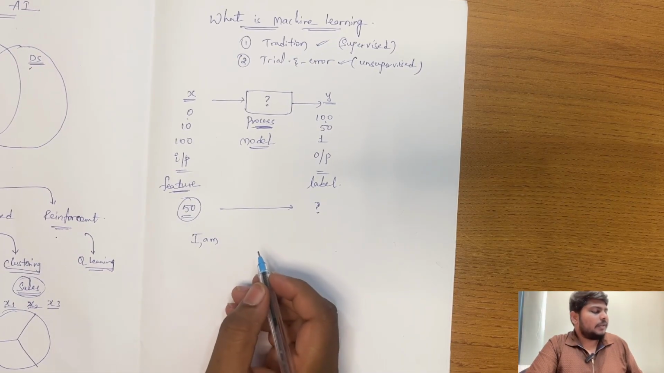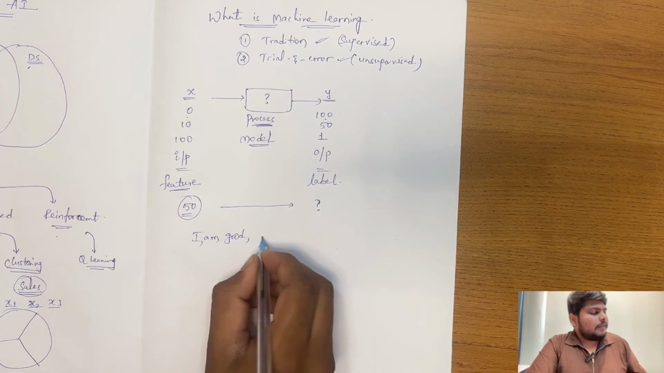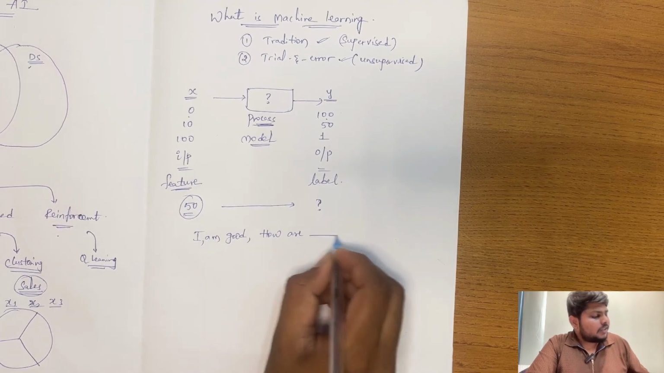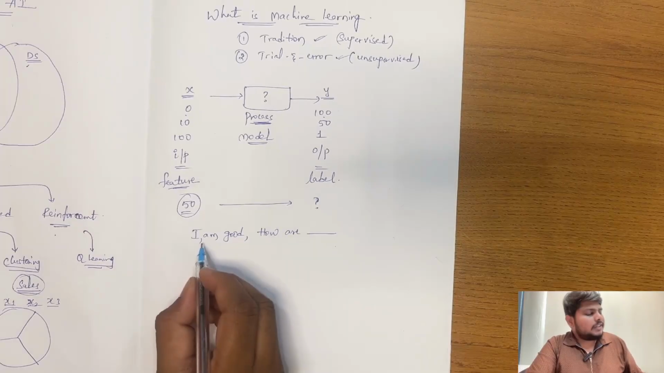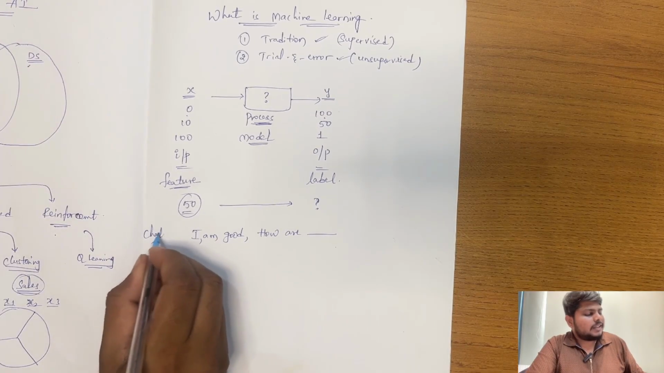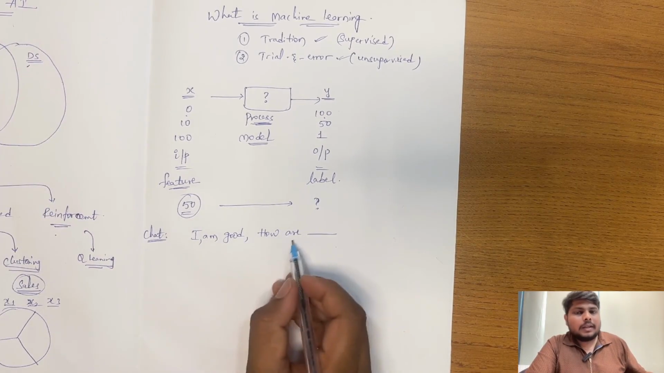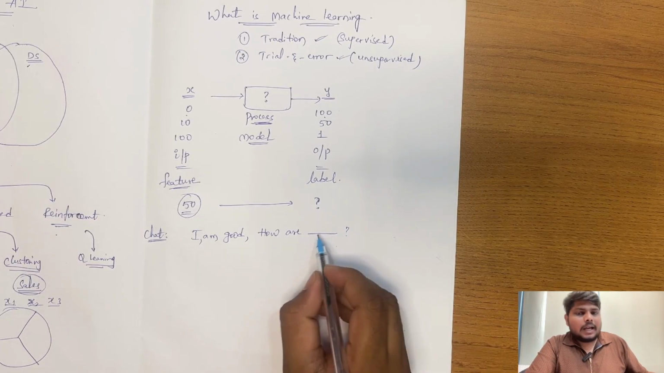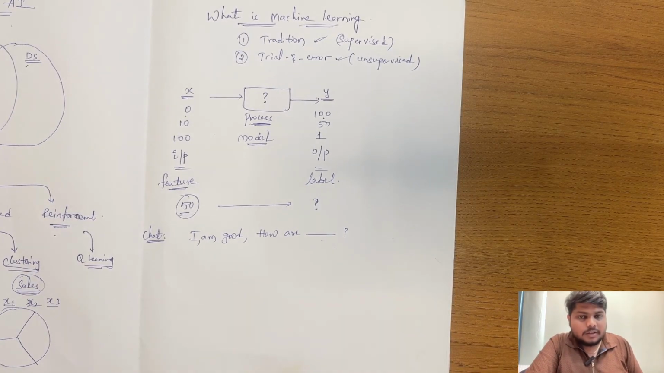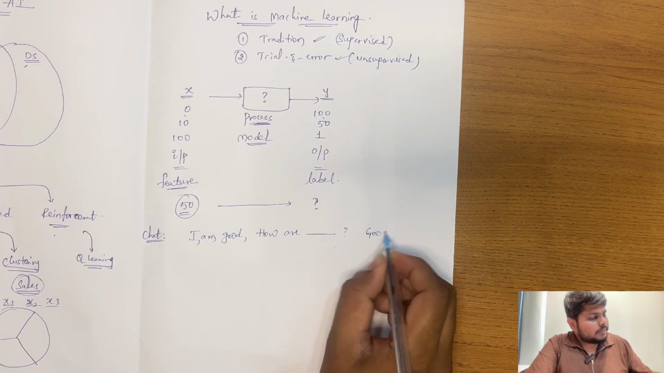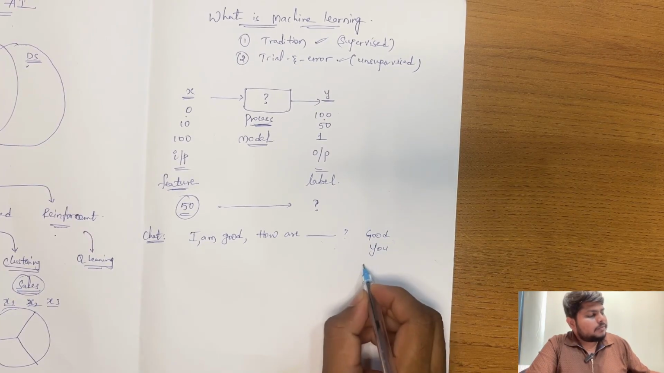Let's say you said, I am good, okay? How are Dash? Now imagine you're chatting with a chatbot like this. Suppose you said, I am good, how are Dash? Then at this dash, what does the machine predict? It might predict good. It might predict you.